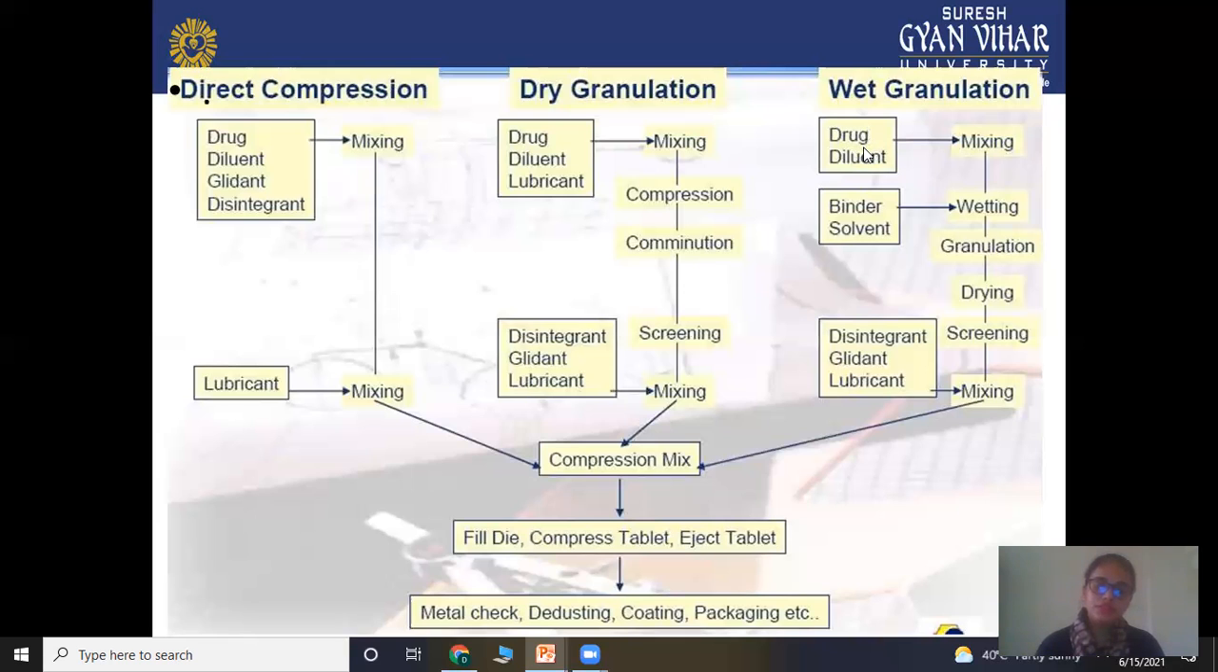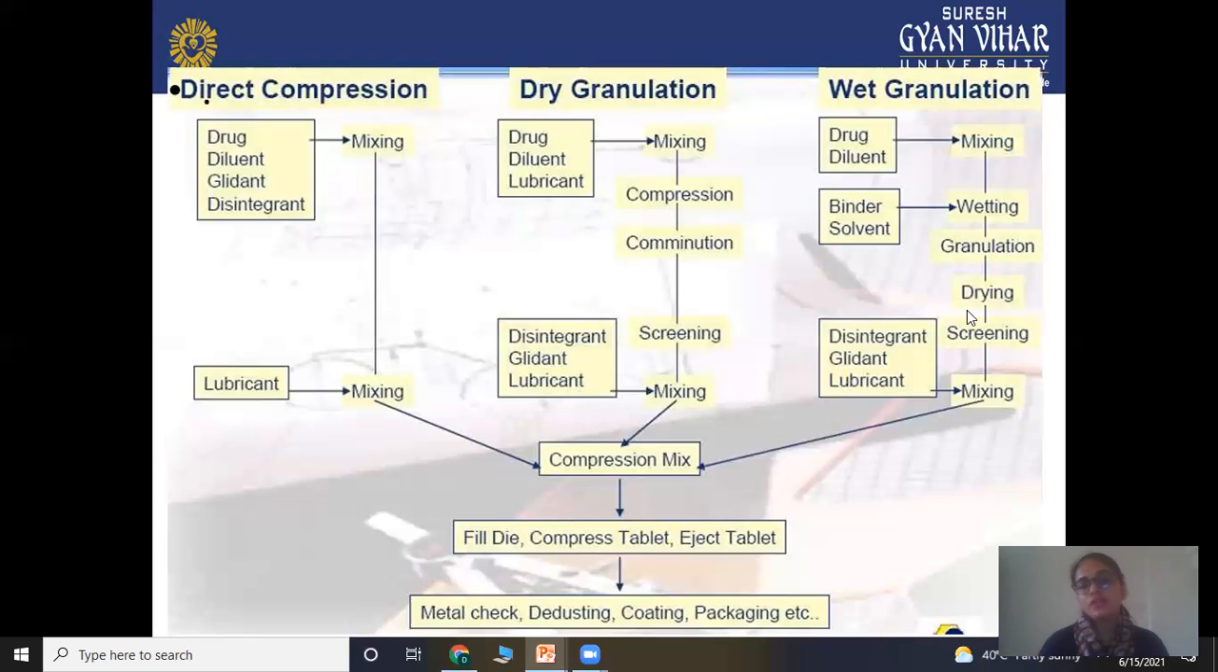After the diluent and drug are mixed together, you wet the mass with the help of a binding solvent. In the binding solvent, any type of binder may be used, maybe starch solution or starch paste. After this, the hard mass is formed and granulation takes place. The mass is then passed through a sieve to reduce the particle size, and then drying takes place.